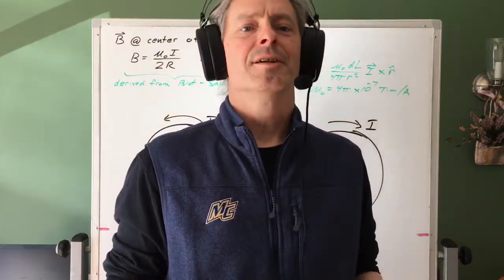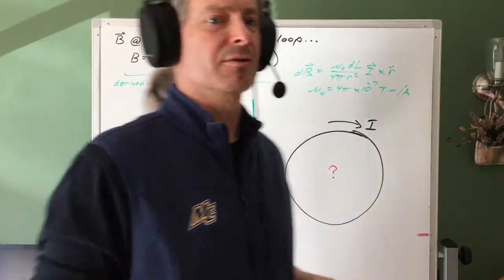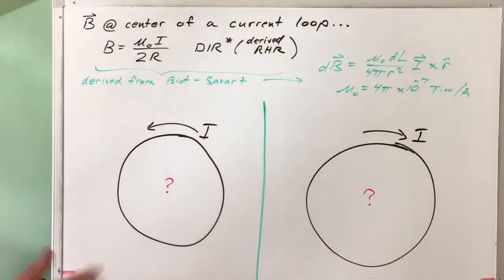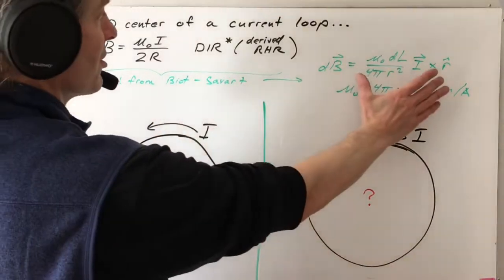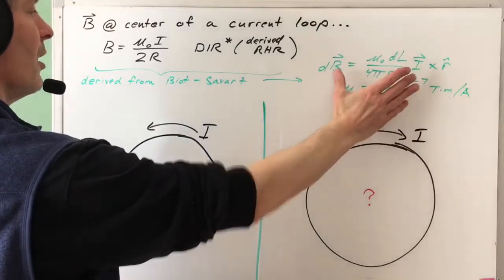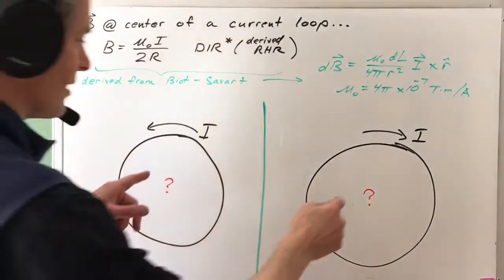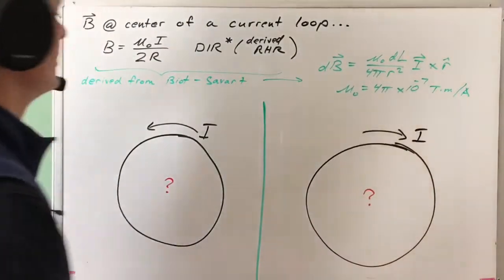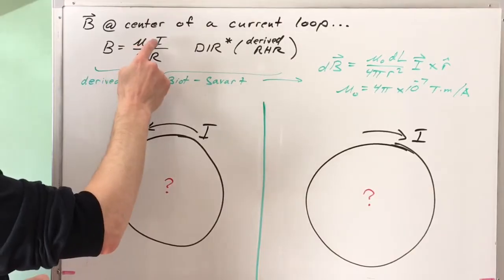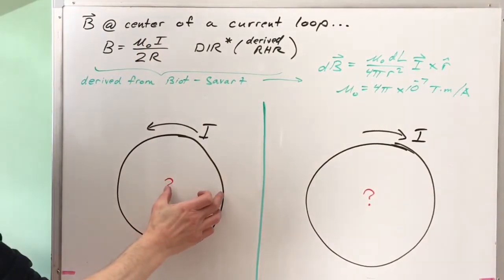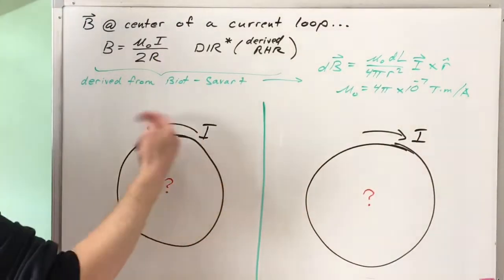Hi everybody. In this video we're going to practice finding the direction of the magnetic field at the center of a current loop. First I just want to remind everybody that the origin of all of this is the Biot-Savart Law. From the Biot-Savart Law we can find a special expression for the magnetic field at the center of a current loop that has this magnitude, mu naught I over 2r, where r is the radius of the loop and mu naught is a physical constant and I is the current in the loop.